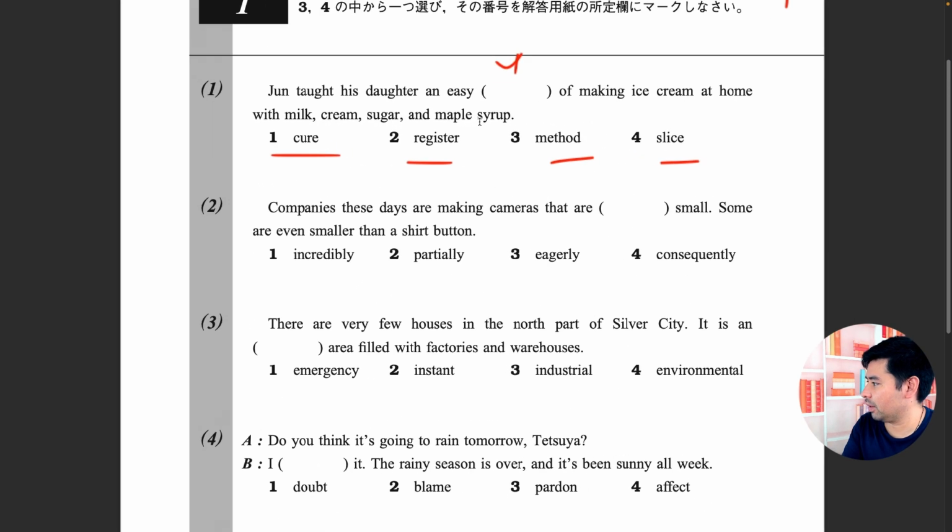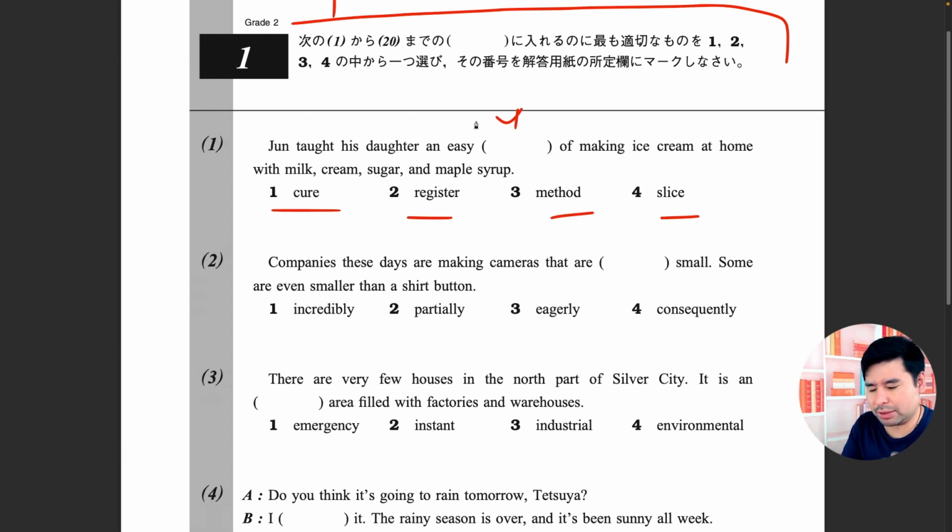Follow me. Can you see this one here? Let's read it. Jun, which is the name of a person, taught his daughter an easy something of making ice cream at home with milk, cream, sugar, and maple syrup. So it's something related to ice cream. Remember that taught is the past of teach, so he's giving information to her. And then we have here cure, register, method, slice.